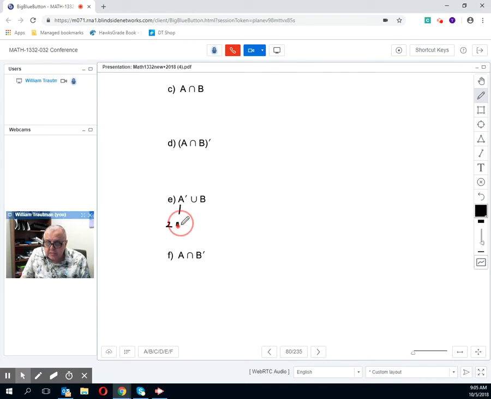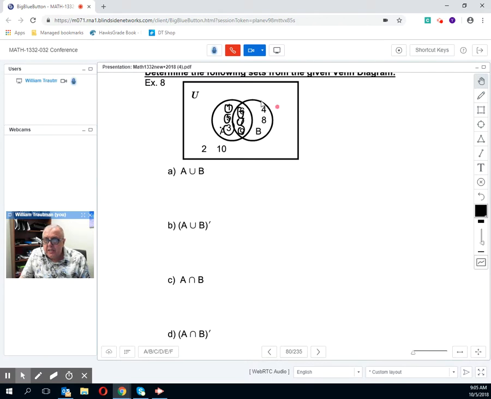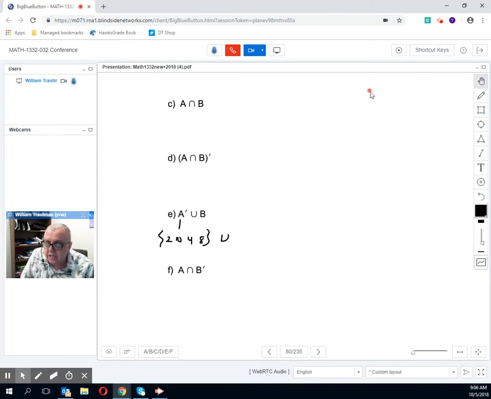2, 10, 4, and 8. Those are the numbers that are not in A. And we're going to union this with everything that's in B. B is a little messy, but B has 6, 7, 9, 4, and 8.